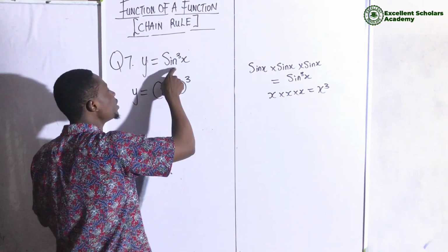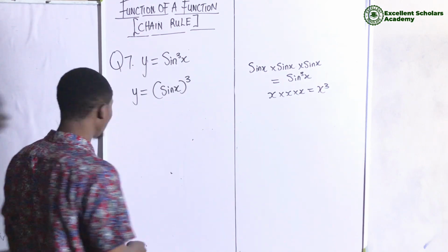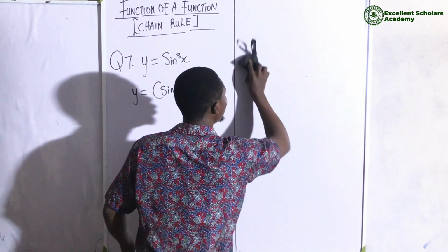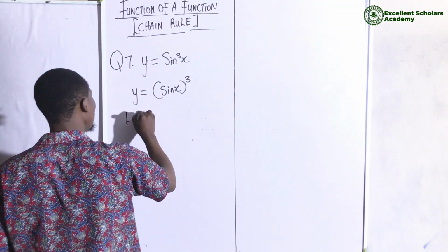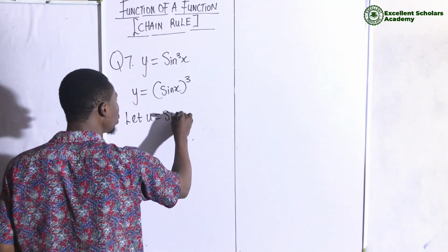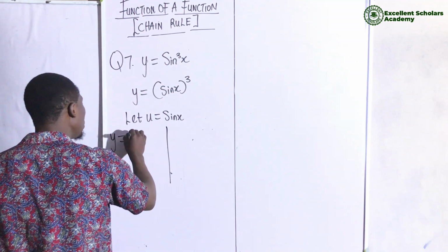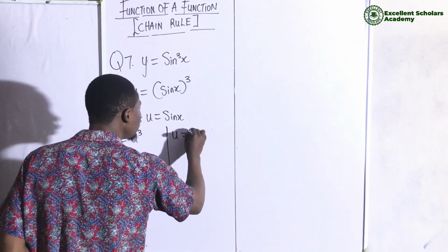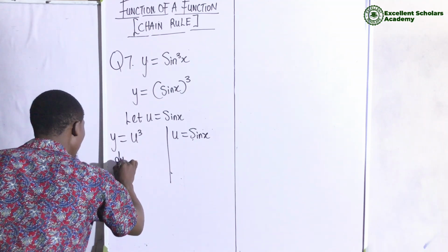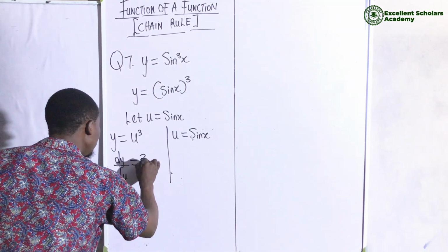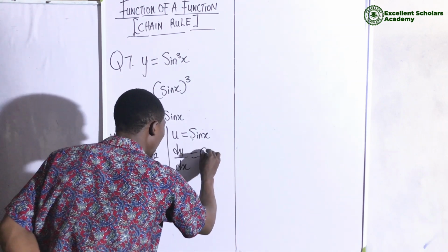Because as this is written like this, you can't differentiate it easily. You would have to represent it like this. So now finally you can say let u be equal to sine x, the function inside of this function. So now it becomes that y will be equal to u to the power of 3, and then u will be equal to sine x. So finally, dy/du here is going to be equal to 3u squared. du/dx here will be cos x.